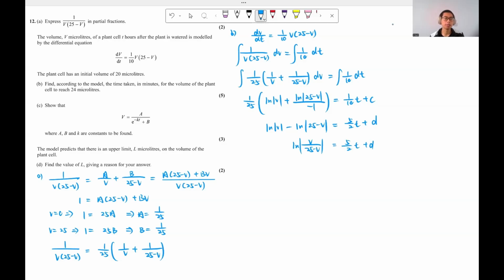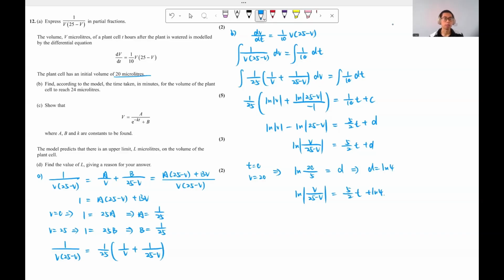And it says the plant cell has an initial volume of 20 microliters. So that means when t equal to 0, V is equal to 20. So substitute in, that would be ln of 20 over 25 minus 20. So 25 minus 20 is just 5. So just ln 20 over 5, which is ln 4. And then that's equal to d. So d is just equal to ln 4. So we have the equation ln V over 25 minus V is equal to 5 over 2 t plus ln 4.